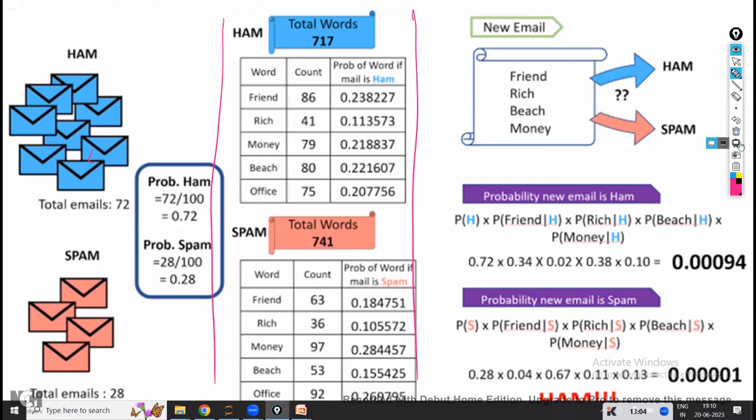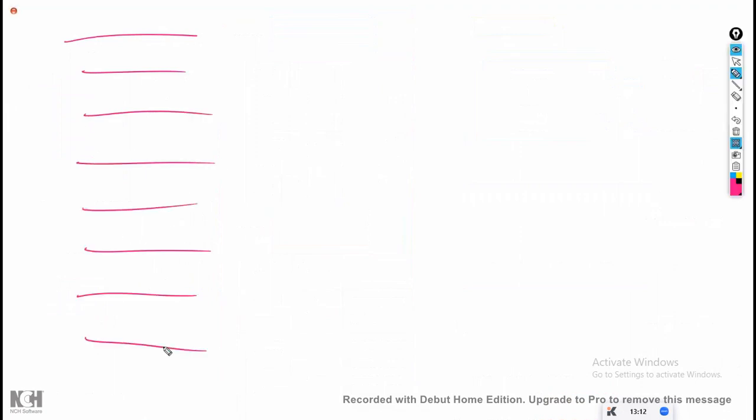For example, if you want still more crystal clarity, take any 10 sentences of your choice and write them in your notes. For each sentence, you add ham or spam, something like this. You only create your own data.